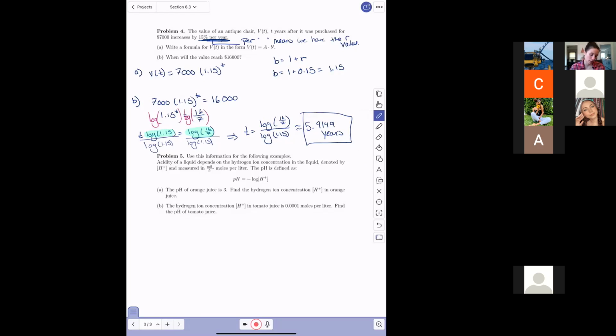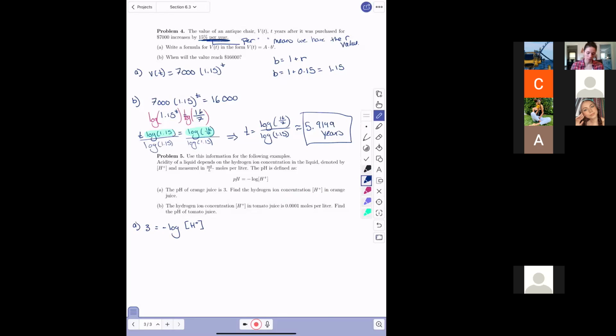Problem 5. Use this information for the following examples. Acidity of a liquid depends on the hydrogen ion concentration in the liquid, denoted by H+, and measured in moles per liter. The pH is defined as pH is equal to negative log of H+. So for problem A, the pH of orange juice is 3. Find the hydrogen ion concentration in orange juice. So when we set up our problem for A, we're going to have pH is equal to 3. So 3 equals negative log of H+.